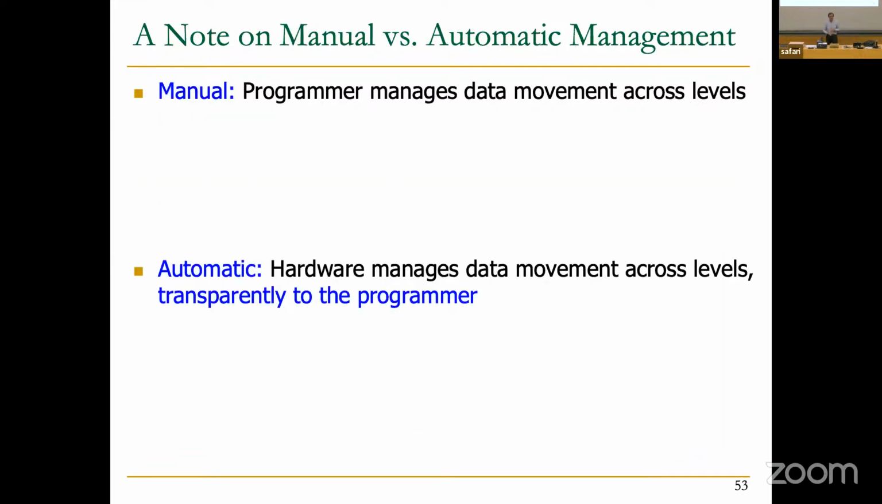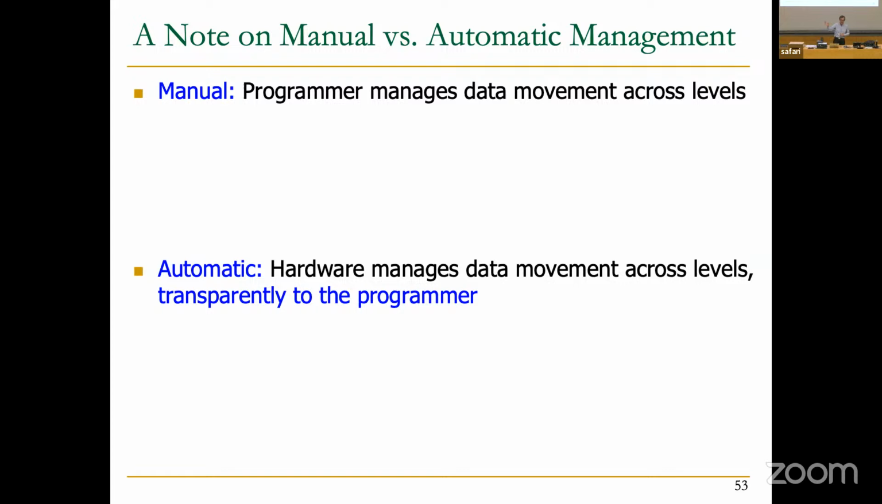I should also discuss manual versus automatic management, because this is also interesting. Manual means the programmer needs to manage the cache, deciding which data needs to come to the cache and which data needs to move where. Automatic means hardware manages the data movement across levels transparently to the programmer. Today, we refer to the term cache primarily as an automatically managed hardware structure.